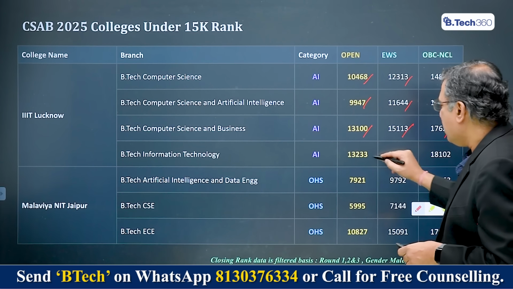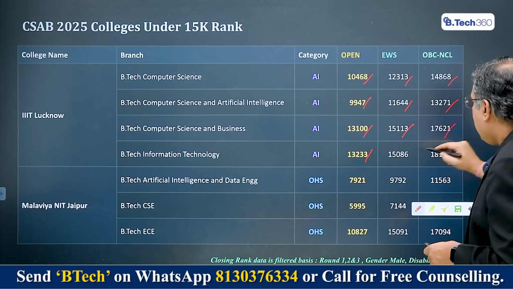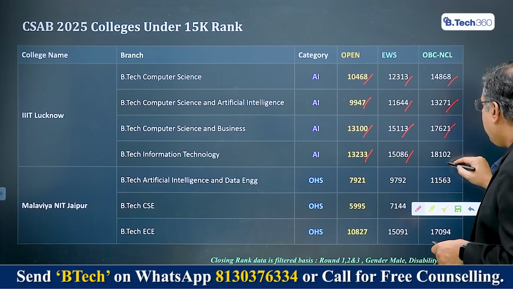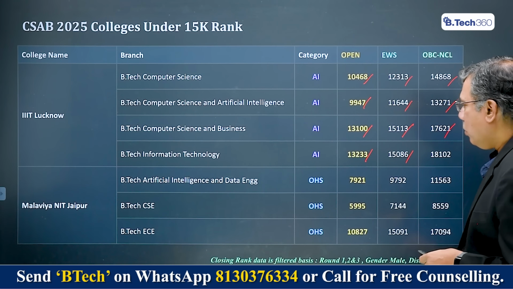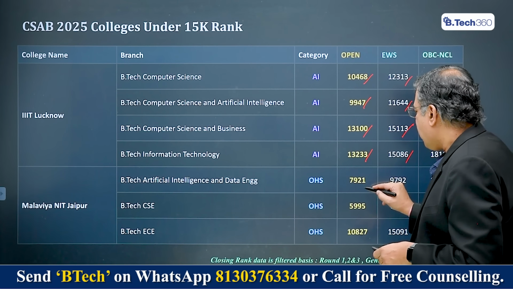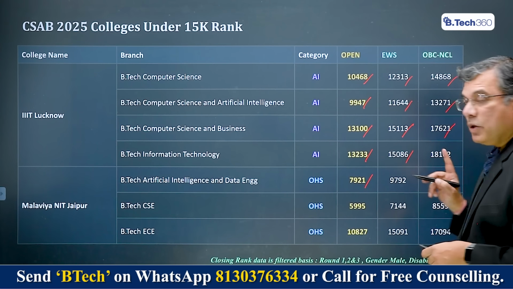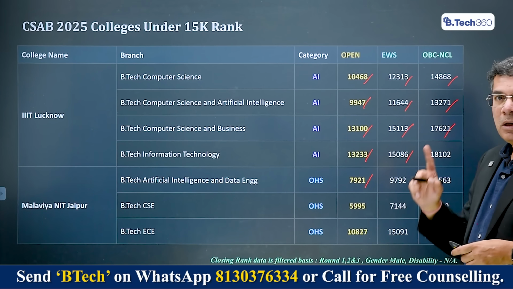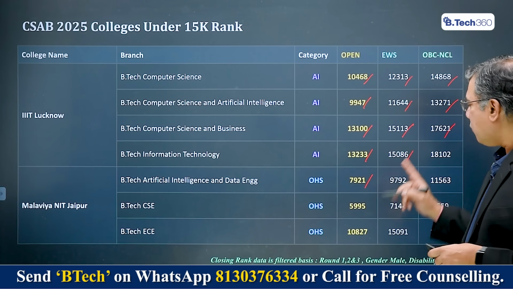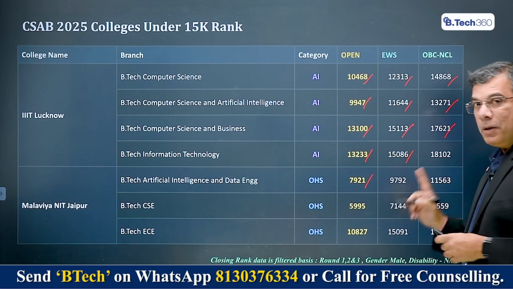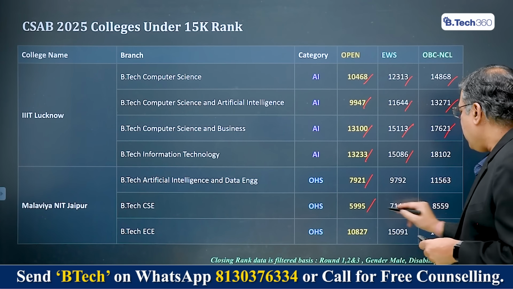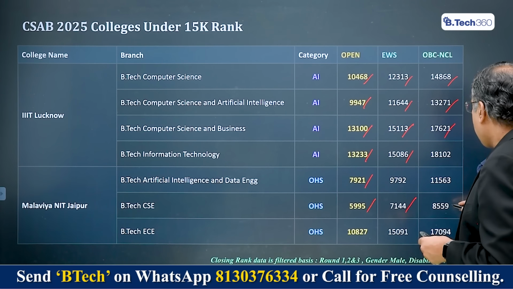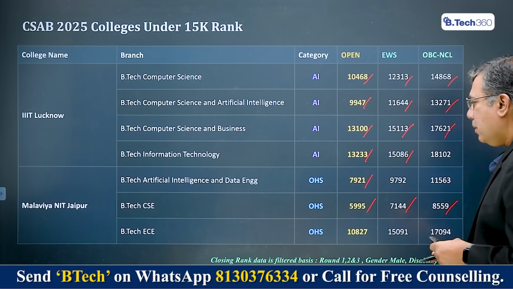BTech Information Technology 13,233 for open category, EWS is 15,086 and 18,102 for OBC-NCL. Then MNIT Jaipur, BTech AI and Data Engineering 7,921 for open category. We're talking about JEE Main All India rank. Everything that we talk about is the All India Common Rank List, CRL, right? BTech CSE is 5,995, 7,144 for EWS, OBC-NCL is 8,559.